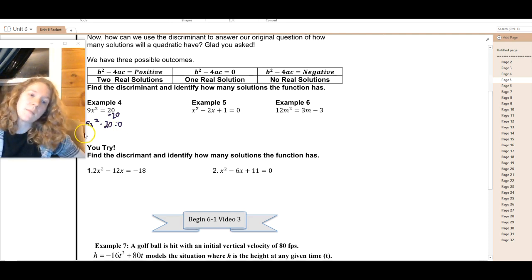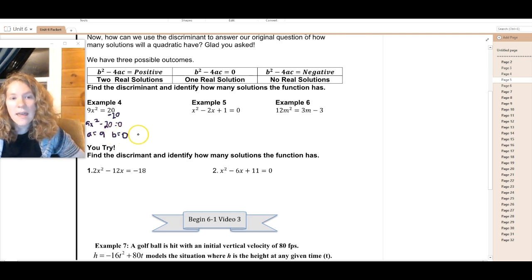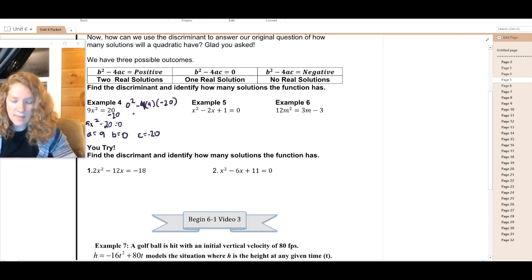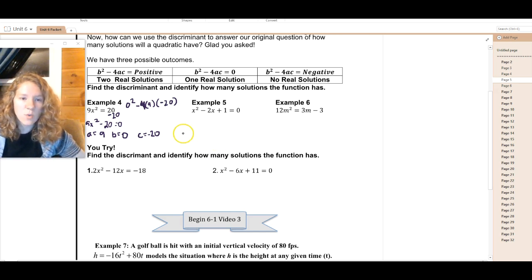And I can still find the discriminant because in this case, a is going to equal 9. B, because there is no b, it's going to be 0, and c equals negative 20. So b squared is going to be 0 squared minus 4 times a, which is 9, times c, which is negative 20. So 0 squared is 0, and then negative 4 times 9 times negative 20 is positive 720. Because I got a positive answer there, I know that there are two solutions.